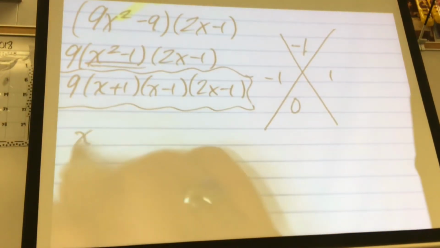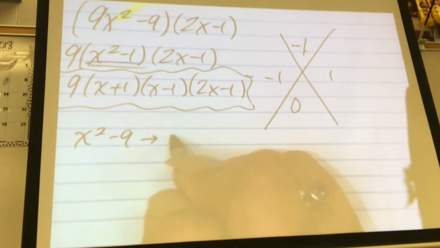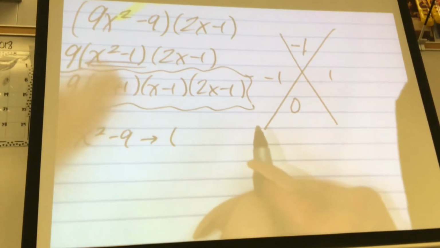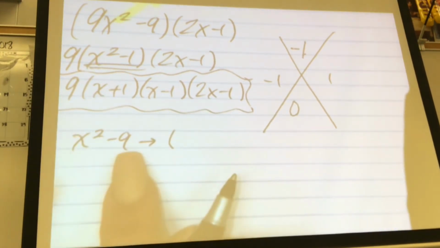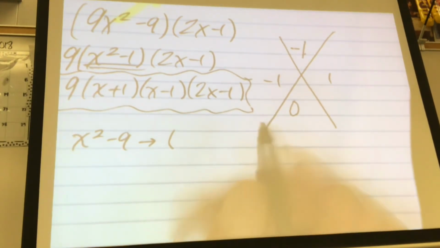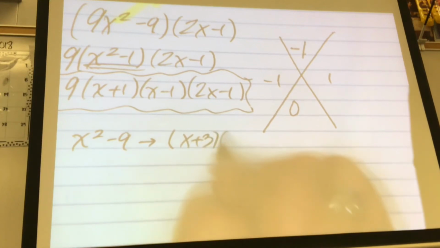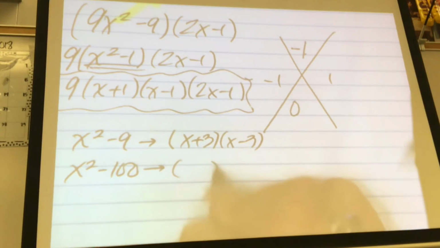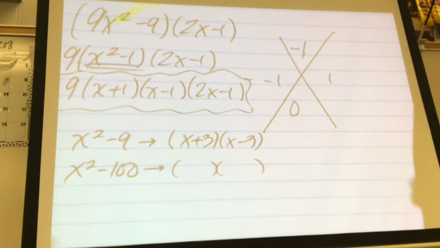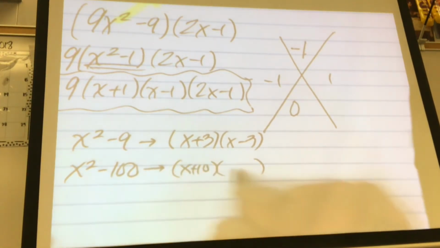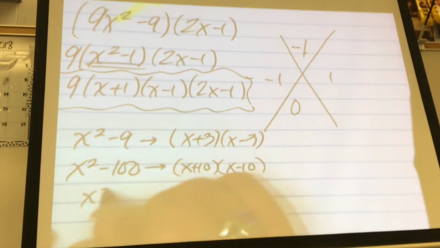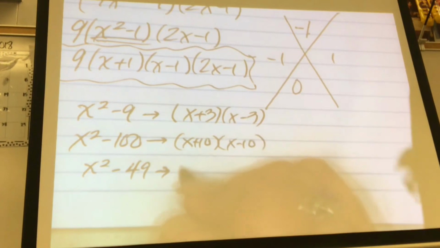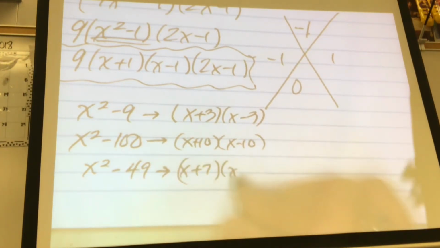I have a quick question before I forget. How do you factor x squared minus 9? If x squared minus 1 is 1 and negative 1, what's x squared minus 9? Yes, x plus 3 and x minus 3. How do you factor x squared minus 100? X plus 10, x minus 10. Good. How do you factor x squared minus 49? There you go. X plus 7, x minus 7.